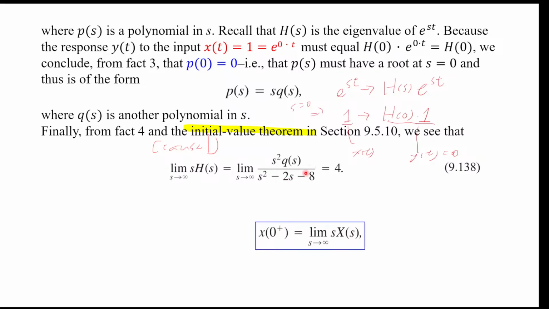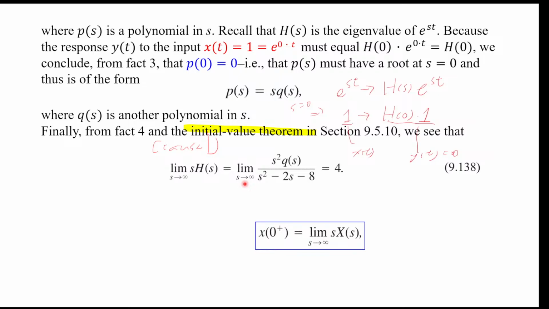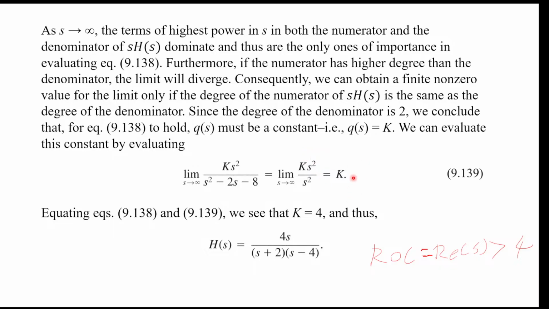Okay, so that means that Q of s cannot have any power of s. So Q of s can at the most be a constant, because if Q of s has any power of s, this thing when s goes to infinity will become infinity. So Q of s can only be a constant k, and then we put that back into this equation. You see that you have k squared divided by s squared when s goes to infinity equal to 4, and that must equal 4.